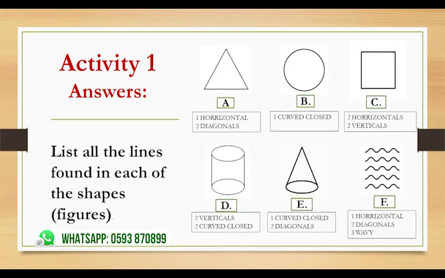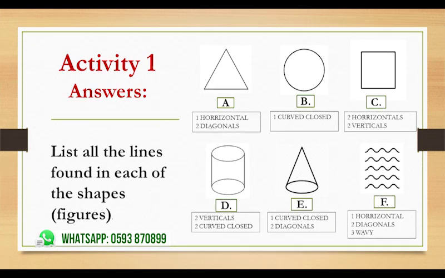Welcome back, viewers. Now let's go through the activity. I hope you tried your best to answer it correctly. Let's look at the very first shape, which is a triangle. How many shapes and lines do we have there? We have 3 lines making that shape.